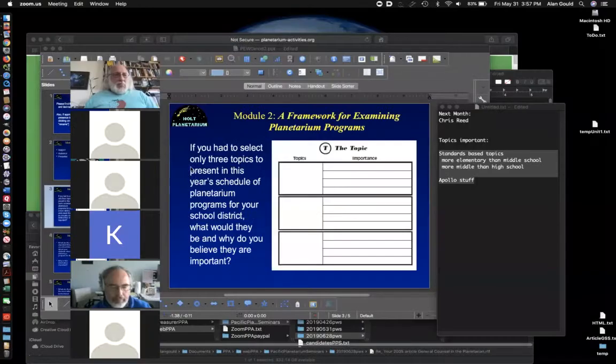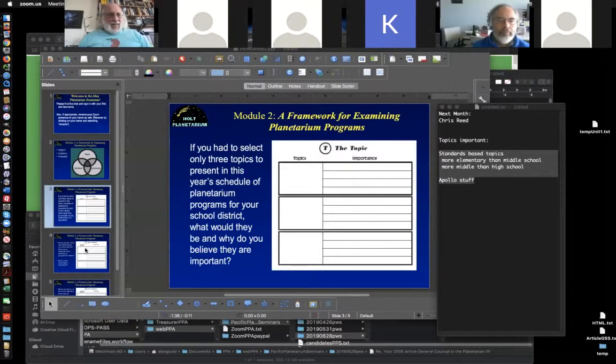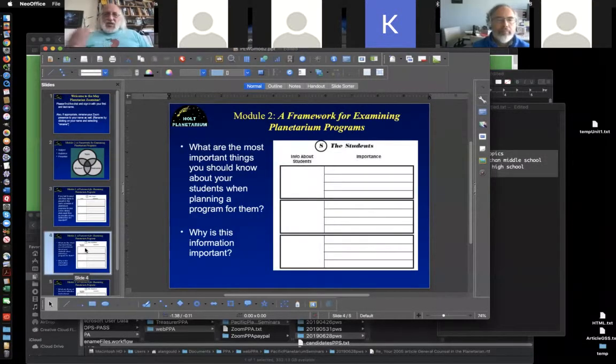I'm going to share my screen again, and we'll go to the next component. I have to readjust things on my screen here to be able to navigate. That's always a tricky thing. But the next thing is the students. It doesn't matter what order you take these three components of what we're considering important aspects to consider. But the students: what are the most important things to know about your students when you're planning a program for them? Or in the case of public shows, the audience. And why is this information important? So let's take a minute or two and write down some responses to these questions. What are the most important things you should know about the students or the audience? And why is that important?